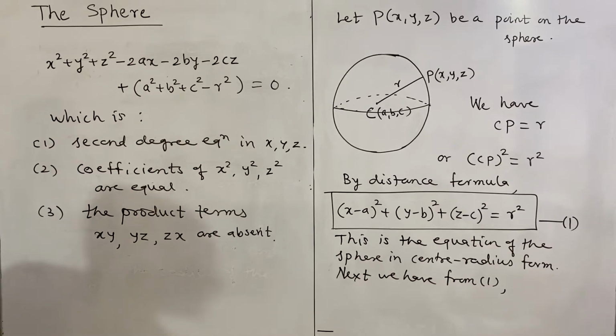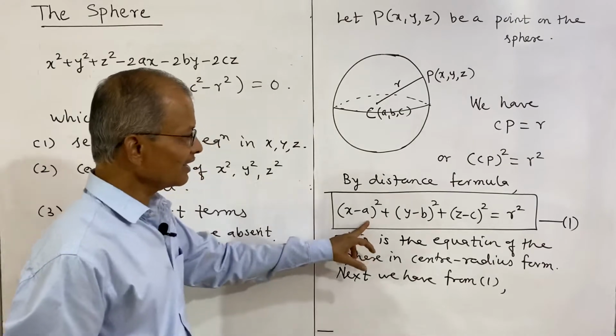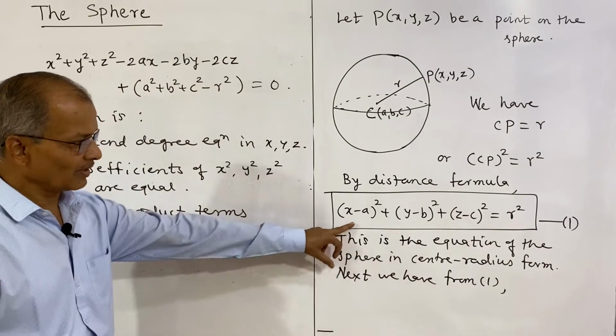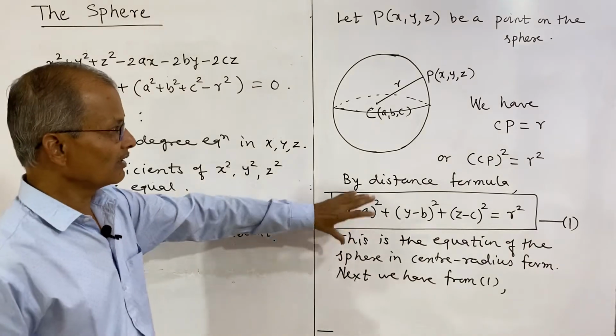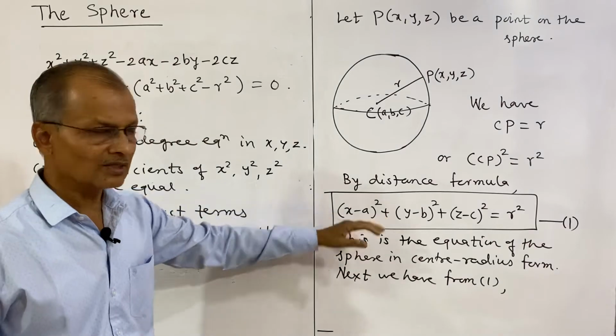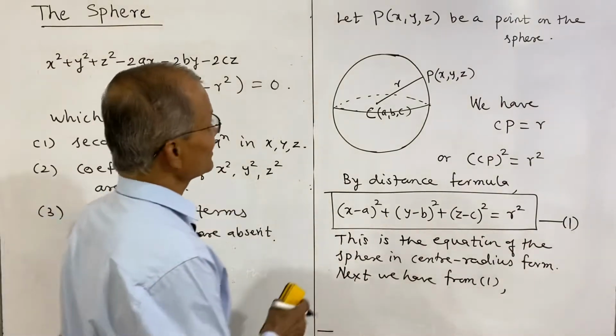Now, we shall prove that part, that is the converse part. So, this is the center radius form of equation of a sphere that can be written in this form, and if your center is given and radius is given, we first express the equation in this form. So, this is the first important form of equation of sphere.